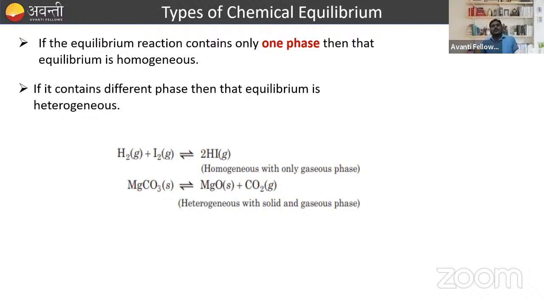For example, H2 plus I2 gives 2HI. Here you can observe that both H2, I2 and 2HI are present in gaseous form, so it is homogeneous with only the gaseous phase. For MgCO3, it is heterogeneous with solid and gaseous phases, because MgCO3 is solid, MgO is solid, but CO2 is a gas. So this is heterogeneous with solid and gaseous phases.